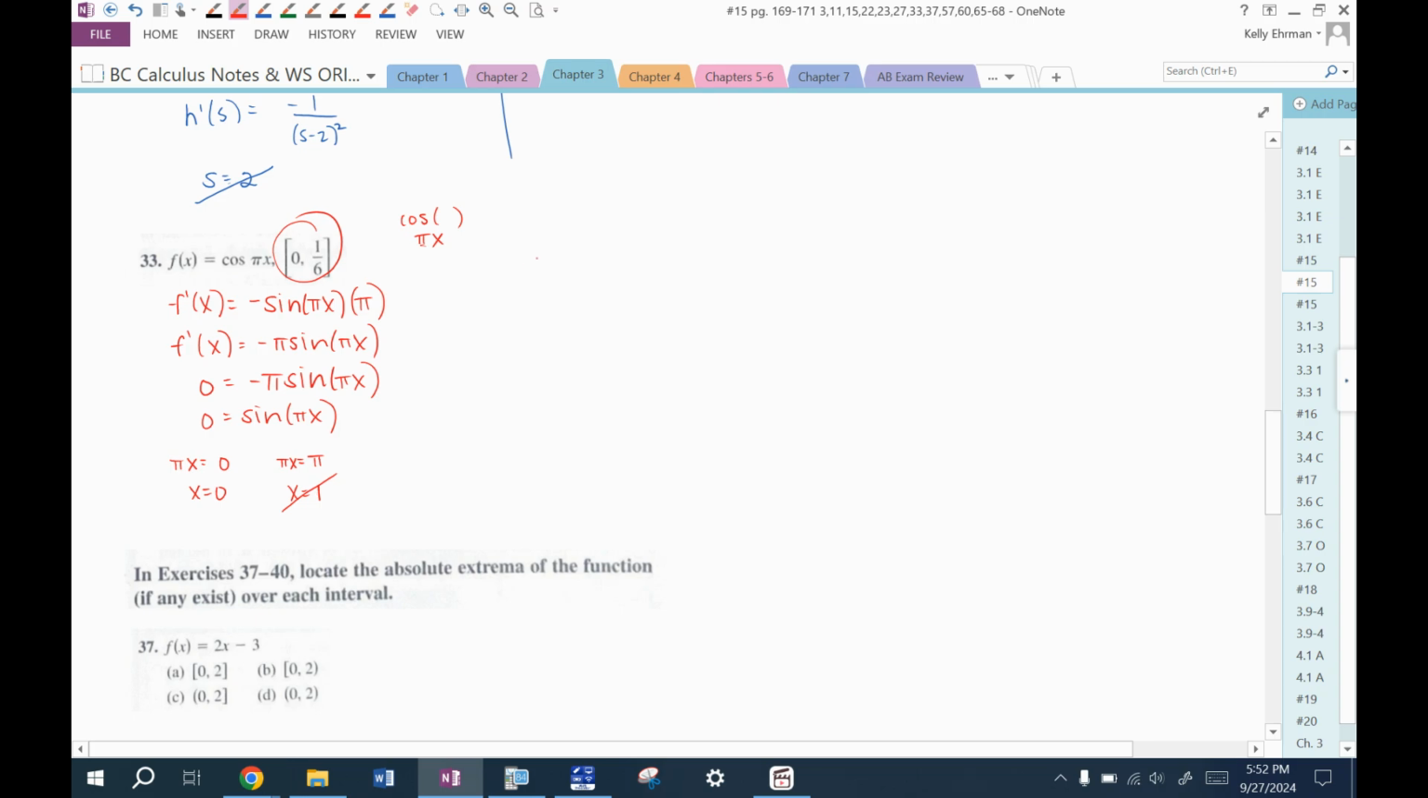But 0 counts. So our candidates here for x and f of x, our potential absolute extrema, are at the endpoints 0 and 1/6. And I don't get anything extra because 0 is a critical number here. So when I plug in 0 into cosine of pi x, that becomes cosine of 0, which is 1. And if I plug in 1/6, I get cosine of pi over 6, which of course is radical 3 over 2. And you do need to know which one is higher. Remember, radical 3 is 1 point something, and you're dividing it by 2. That's definitely smaller than 1. So the max is 1, and the absolute minimum on this interval is radical 3 over 2.